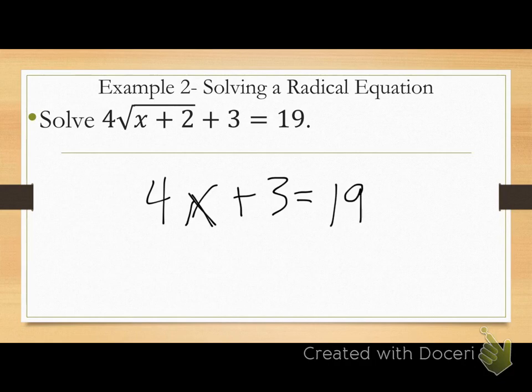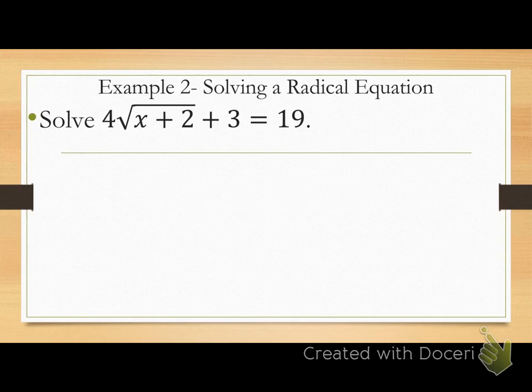If I was just given this equation, what would be my first step to get x by itself? Subtract 3. What would be my next step? Divide by 4. So I'm going to do the same two steps. Instead of just x, though, I have the square root of x plus 2. So what did we say the first step was? Subtract 3.